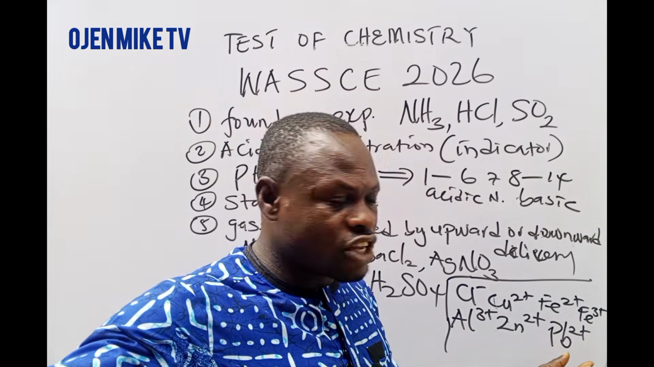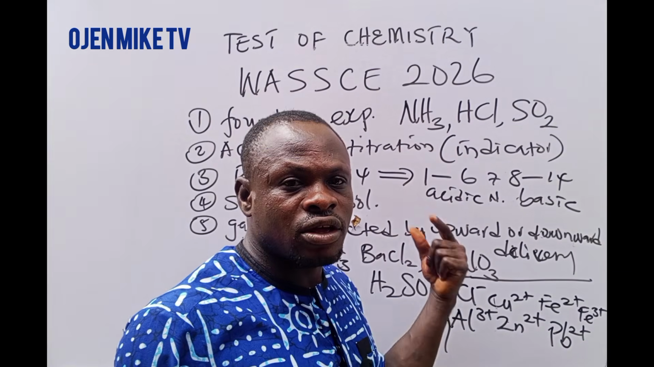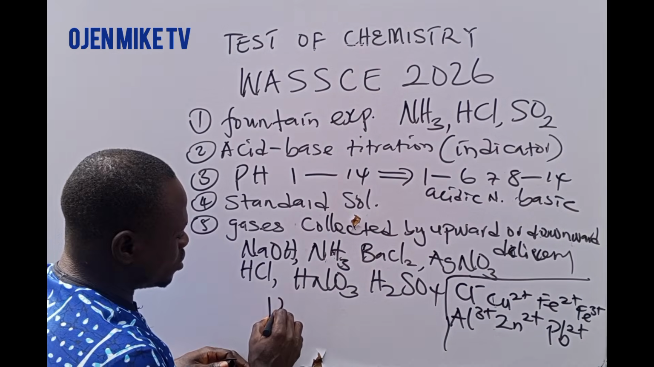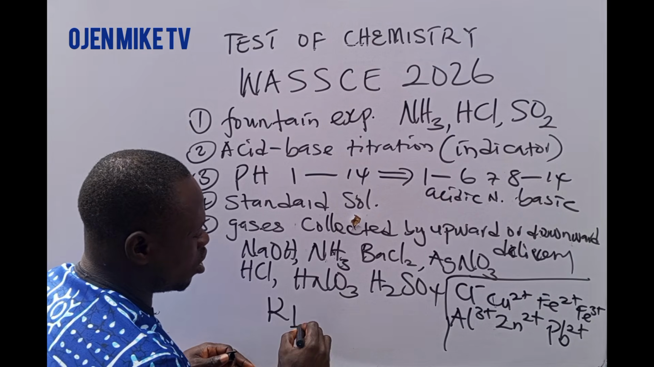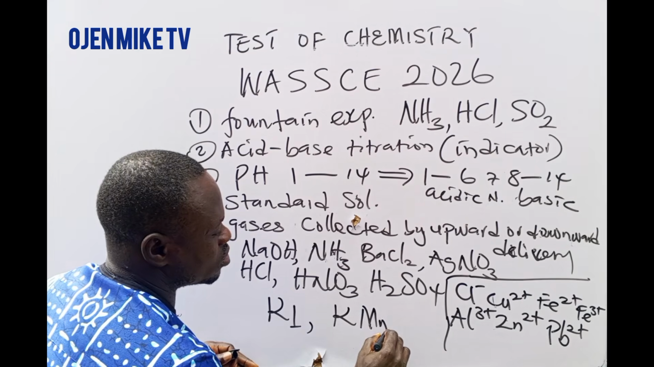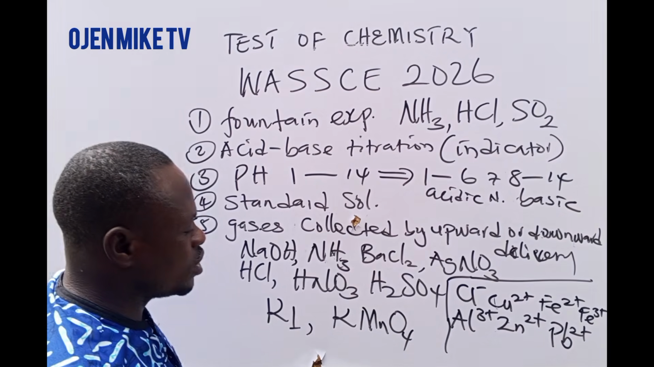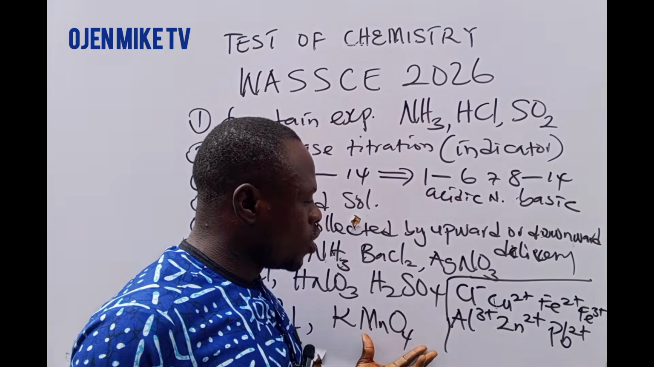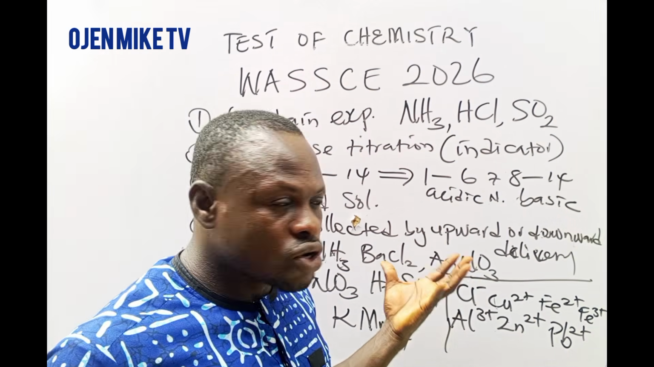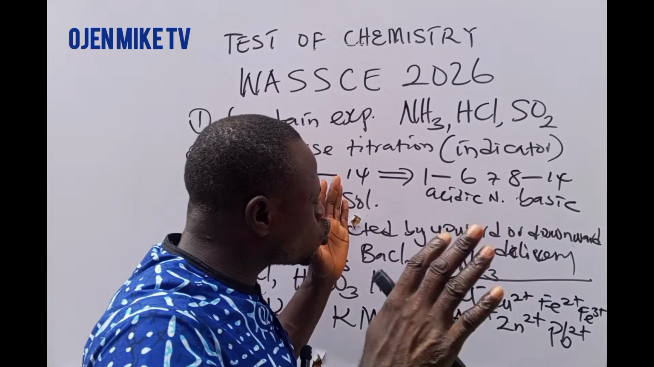But the confirmatory test for lead is mostly potassium iodide, or we have potassium permanganate. So these are the confirmatory tests for most of these ions. Okay, now these are what you should be expecting.